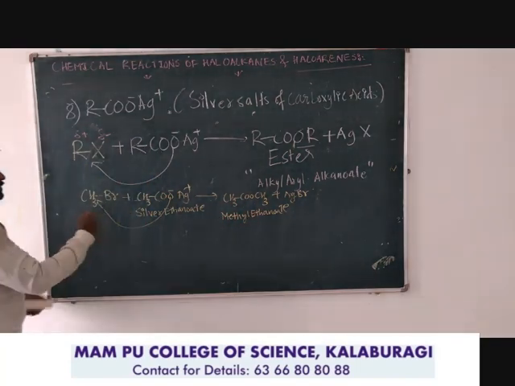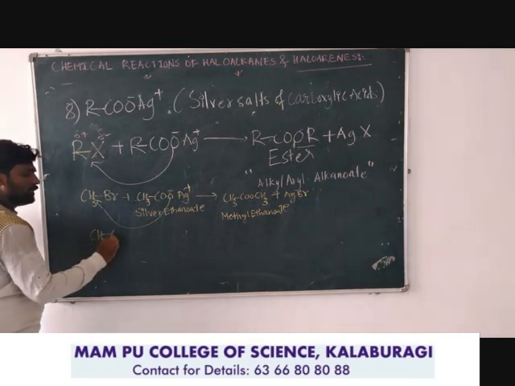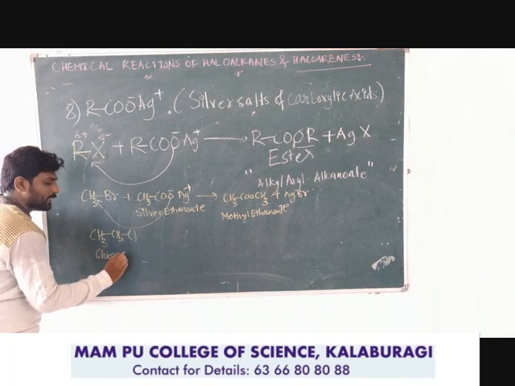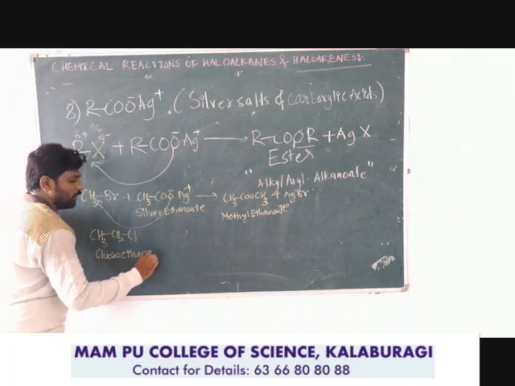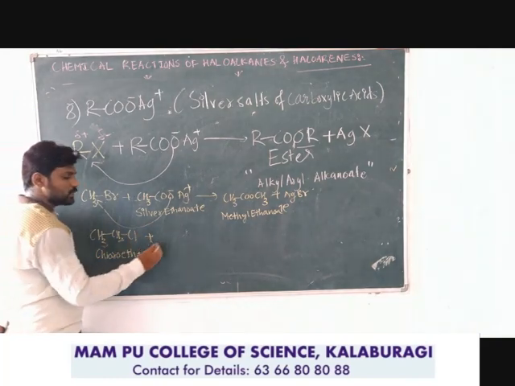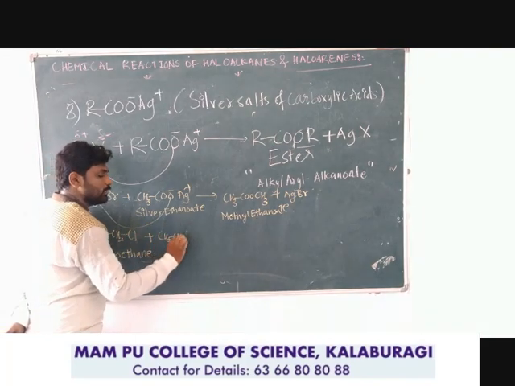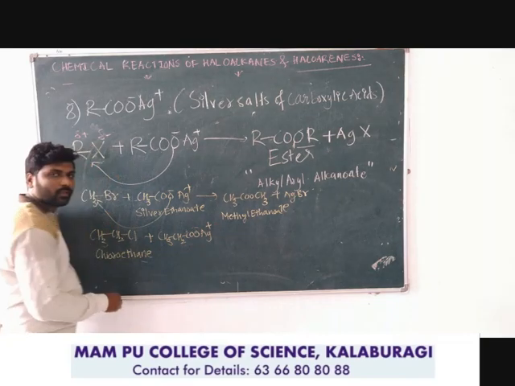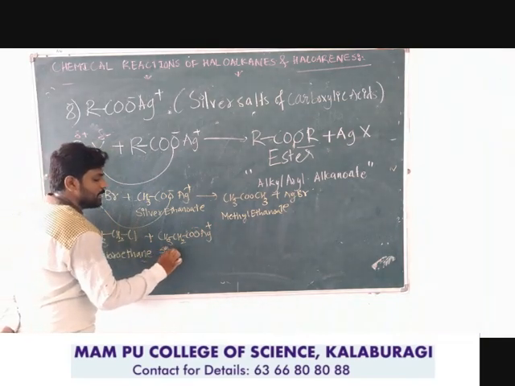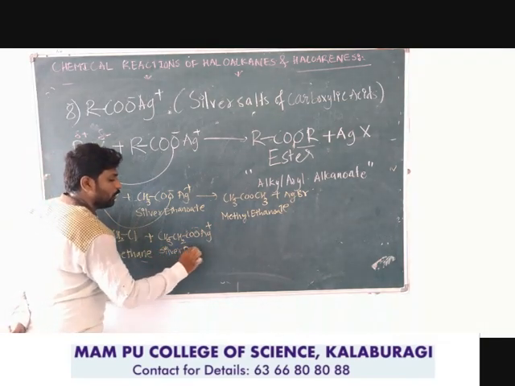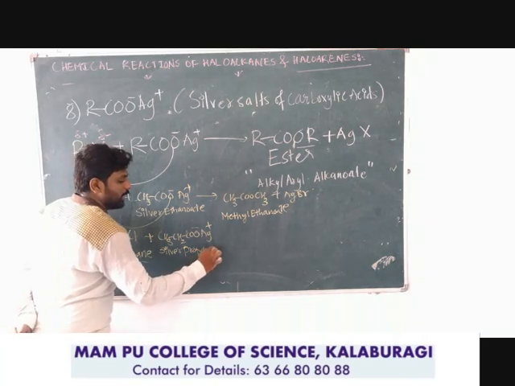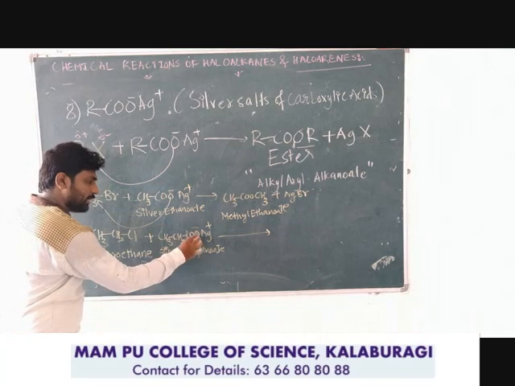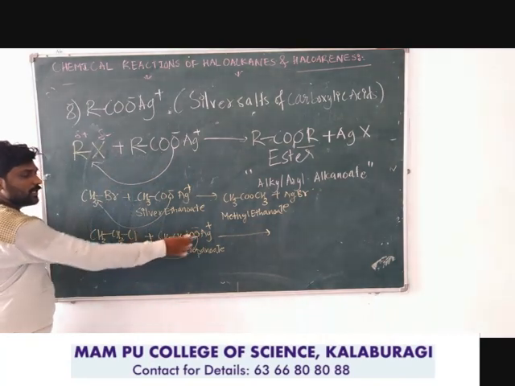Suppose I have taken both sides the same: CH3CH2Cl, that is chloroethane, when it reacts with the silver salt of propanoic acid, what happens? It is also known as silver propanoate. So the attack is taking place through this oxygen atom.